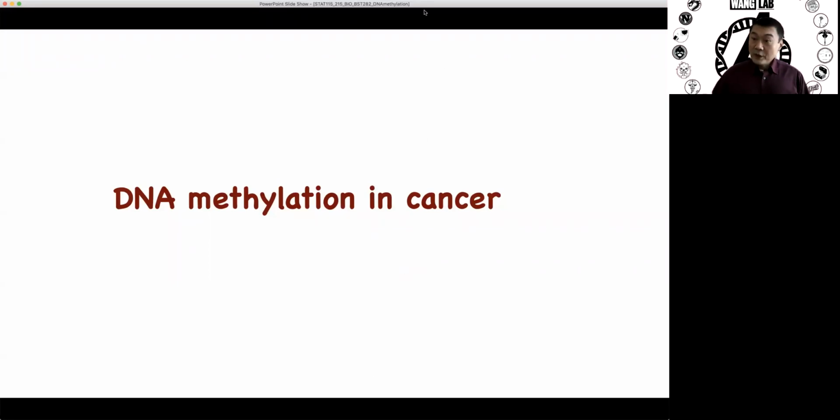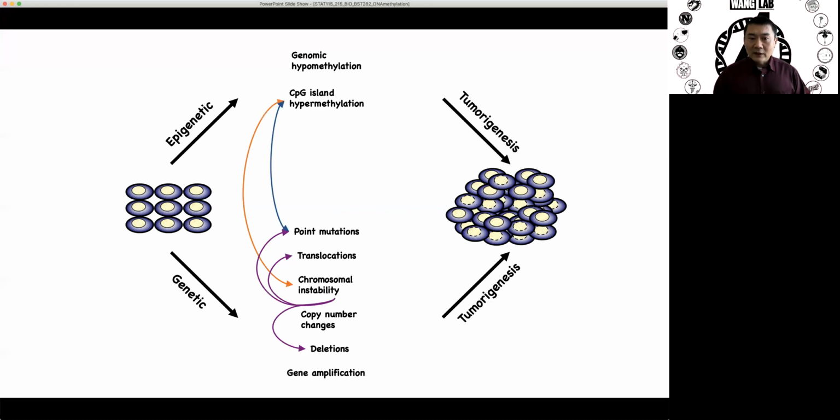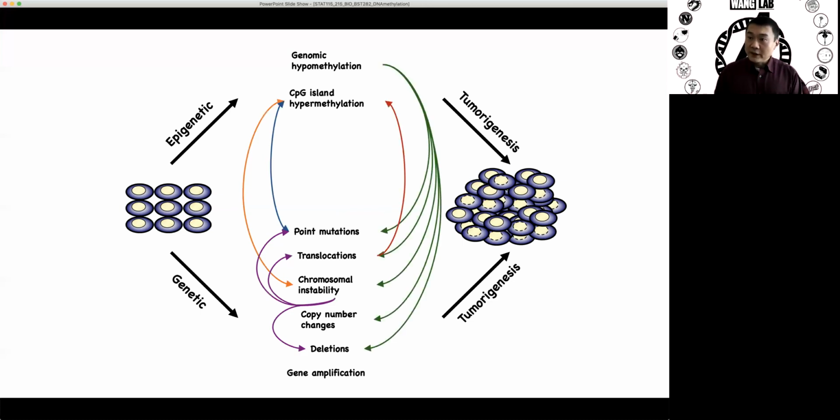Okay, so we just went over the normal function and pattern of DNA methylation. Let's look at how DNA methylation behaves in diseases. We use cancer as an example. Cancer is a genetic and an epigenetic disease, right? We all know the genetic part, but it's also an epigenetic disease, and there is a ton of crosstalk between these two types of mechanisms.